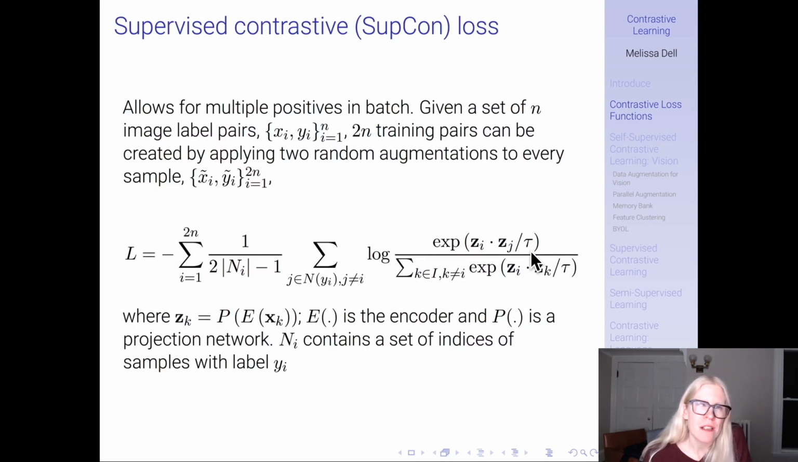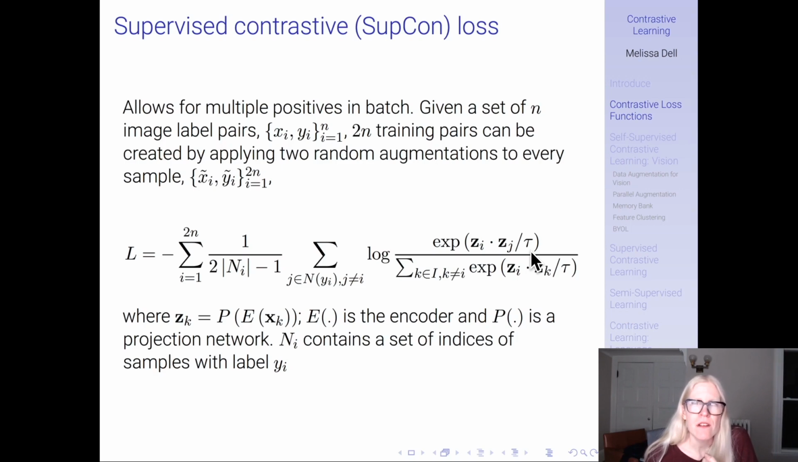Another common function is called supervised contrastive loss. What supervised contrastive loss does is allow for multiple positive pairs in a batch. So given a set of labeled image pairs, you can use data augmentation to create two random augmentations for every sample. You don't have to use data augmentations with SupCon, but that's the way it was presented in the original paper. And now essentially, you're able to have multiple positive pairs in your batch.